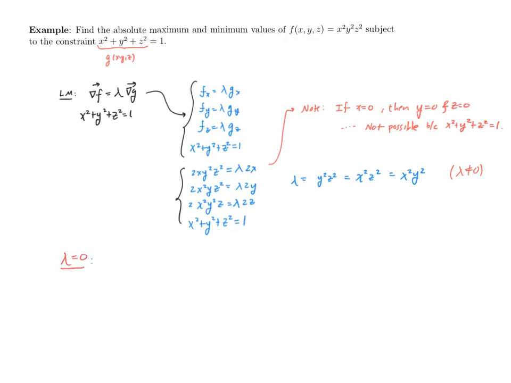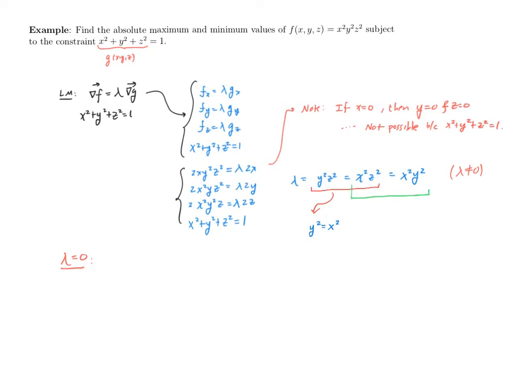A real possibility that we need to consider, and we'll have to revisit in a few moments, is: can lambda be equal to 0? So let's just put that to the side and we'll come back to it. Let's continue with our observation to the right. These first two equations, since we've mentioned x, y, and z are not 0, we can divide by z squared and write y squared is x squared.